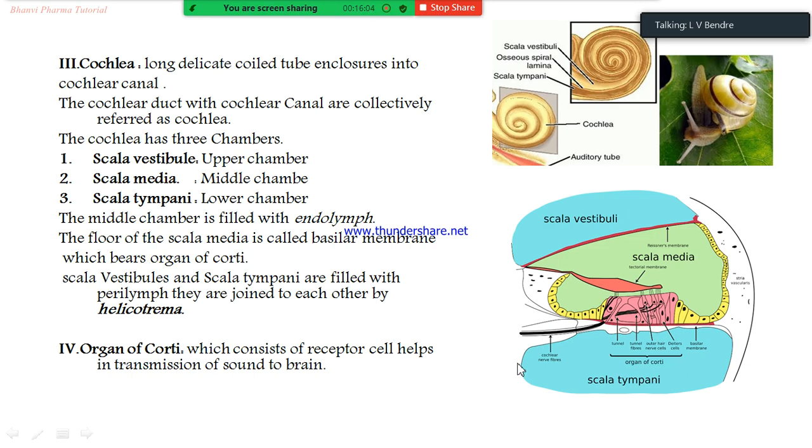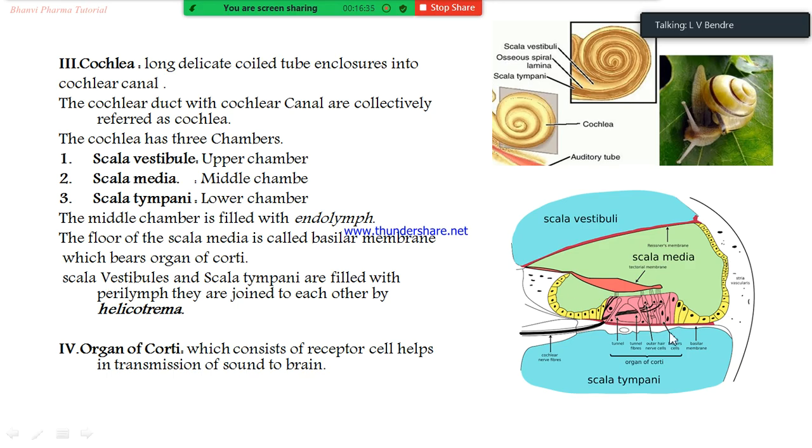The middle chamber is filled with endolymph. This is the fluid-filled chamber with the endolymph. The floor of the scala media is called the basilar membrane. You see in the diagram, this is the basilar membrane. This basilar membrane bears the organ of Corti.